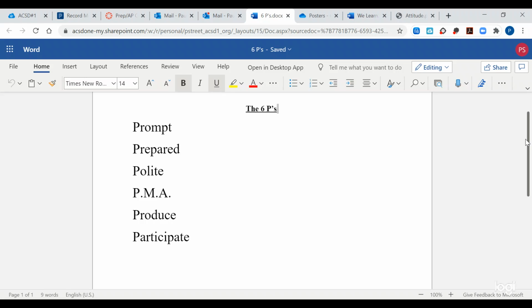Okay, PMA is the next one, and PMA stands for positive mental attitude. And so that's what you are going to need to write. Positive mental attitude. So the idea with this is that bad things can happen to good people. As young adults, you are aware that there are many things in your life that are beyond your control. And so we can't always have control of what happens to us, but we do have a choice as to how we're going to respond to that. Okay, what is our response?